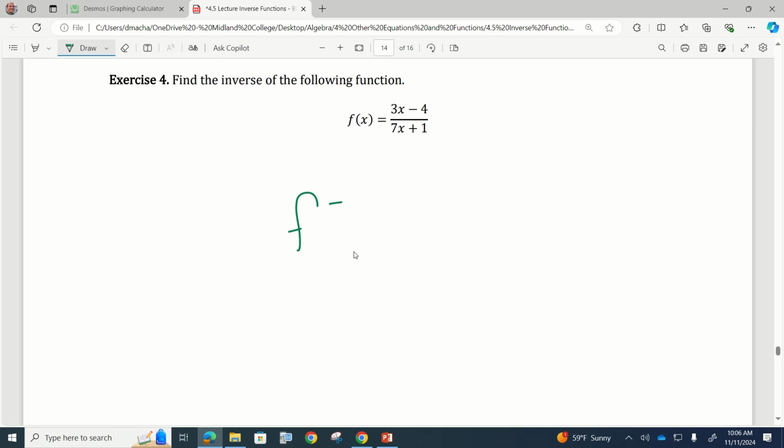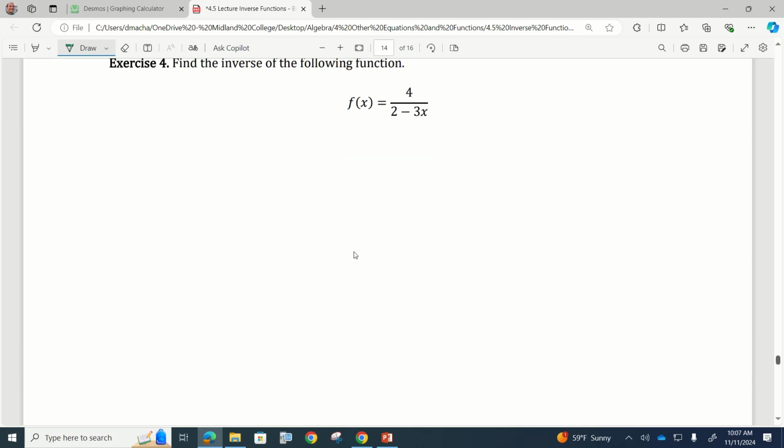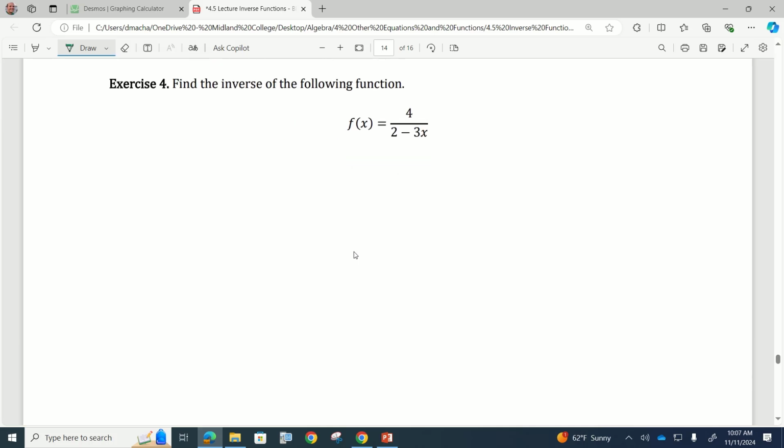What would be the inverse of this function? Yep. You just swap the a and the d, make them both negative. You can see b and c remain the same. Here a is 3, b is negative 4, c is 7, and d is 1.